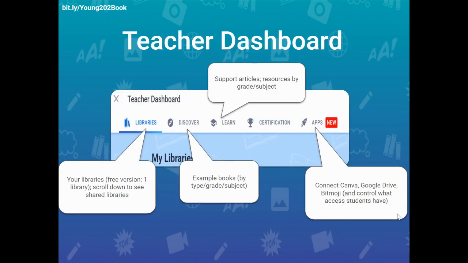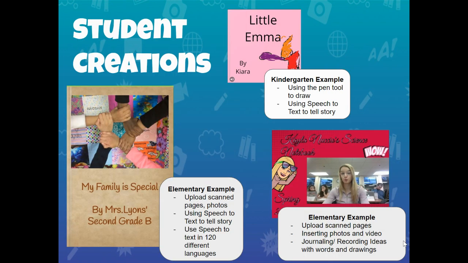The first thing you're going to see there is your teacher dashboard. If you're not seeing that teacher dashboard right away, there are 3 little hamburger lines together, and that would bring you back to this. You'll have libraries, discover, learn, certifications, and apps. So we're going to take a look at those different categories.